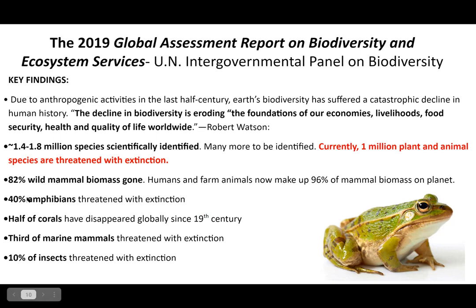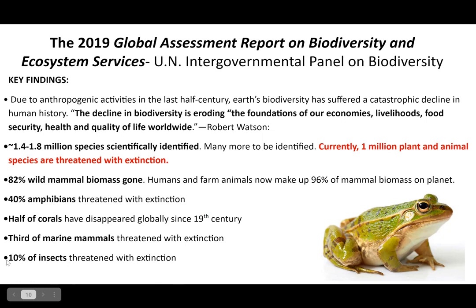Globally, we know half of corals have disappeared since the 19th century. And as I alluded to in the water section, corals support huge amounts of fish biomass, which provides a huge food source for about two-sevenths of the world's population, so about one-third of the population on the planet. About a third of our marine mammals are threatened with extinction. I showed you the vaquita, I showed you the manatee. There's many, many more species out there that are threatened with extinction.